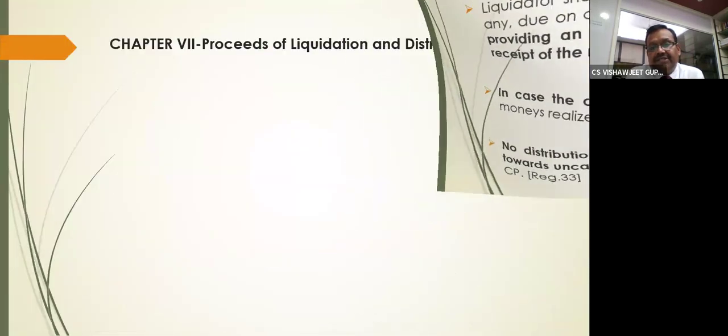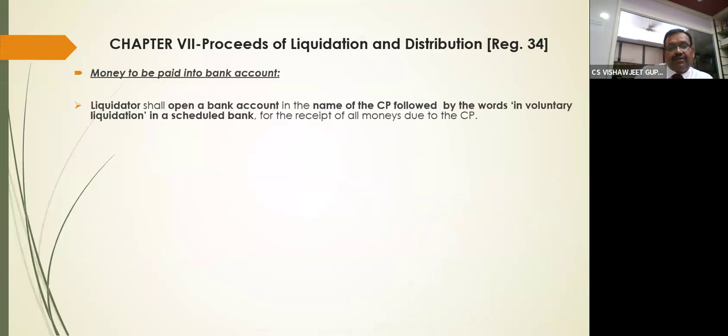Proceeds of liquidation and distribution. Regulation 34: Monies to be paid into the bank account. Whatever amounts you receive by sale of assets or from recovery, for that purpose the liquidator will have to open a bank account in the name of the corporate person, followed by the words "in voluntary liquidation". This is required as per law. It must be in any scheduled bank, for the receipt of all monies due to the CP.